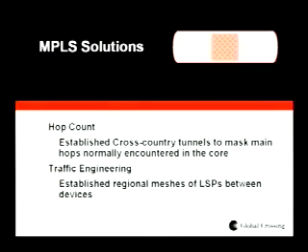Our first implementations of MPLS were pretty limited. We started out just solving our basic problems, establishing some cross-country tunnels across the core to mask all those hops that were showing up, and then also took advantage of the traffic engineering capabilities in a few limited metro regions where we had the most difficulties.